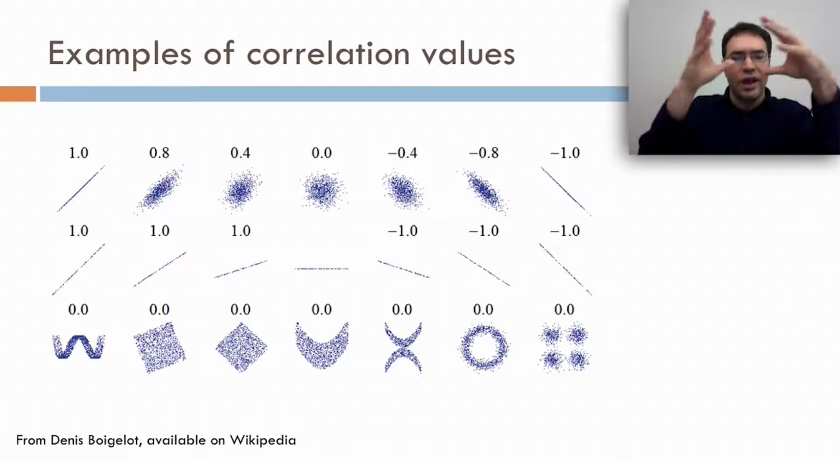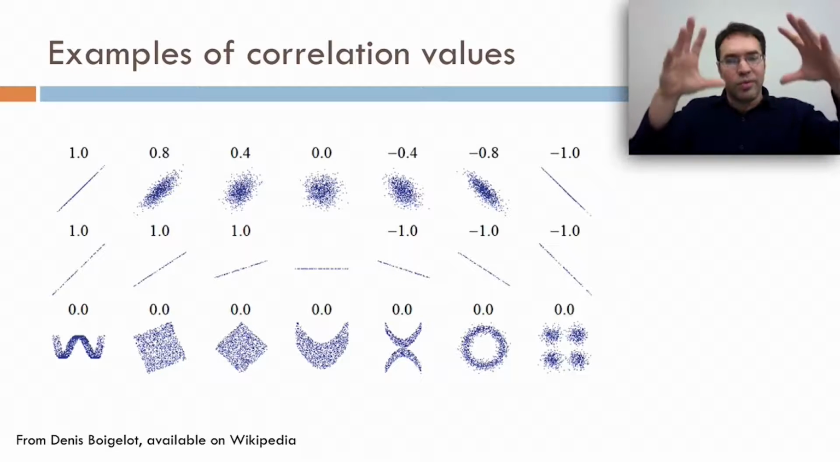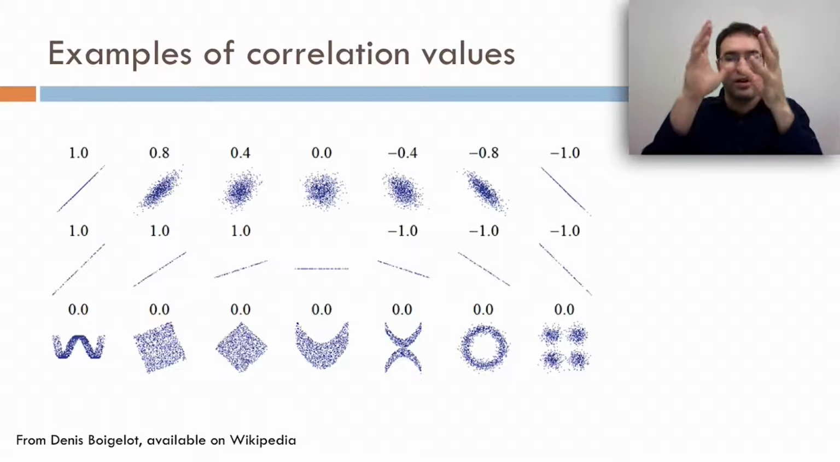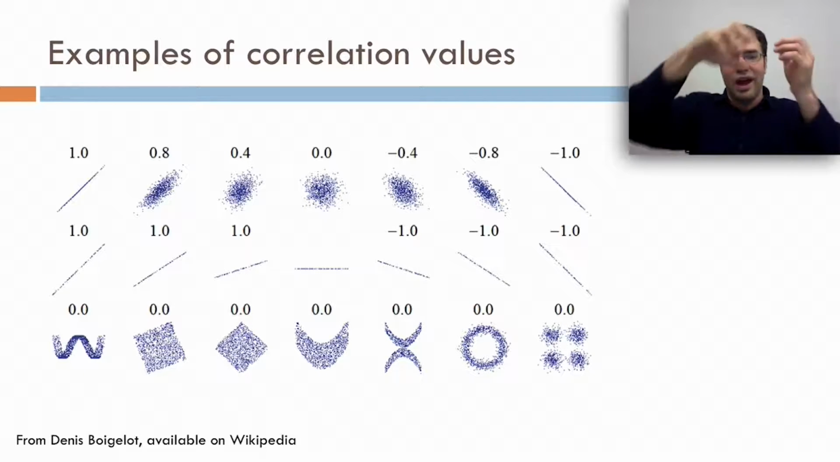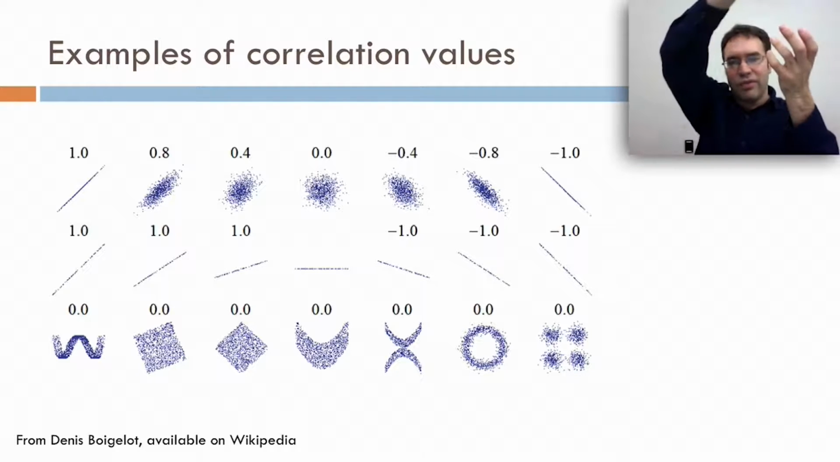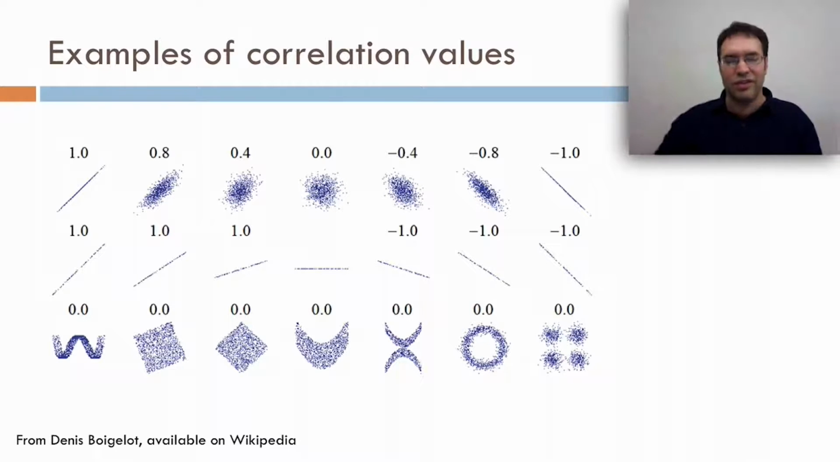You can see 0.8 has more spread, 0.4 has a little more spread still, but you can kind of still see a pattern, and 0 is just a blob, and then 0.4 going the other way, -0.4 and -0.8. So as you get closer to 1 or -1, you get more focused. And you can see that all the lovely stuff at the bottom all has a correlation of 0.